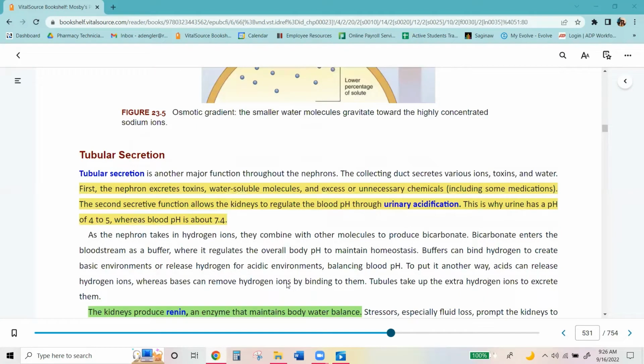Tubular secretion is another major function throughout the nephrons. The collecting duct secretes various ions, toxins, and water. First, the nephron excretes toxins, water-soluble molecules, and excess or unnecessary chemicals, including some medications. The second secretive function allows the kidneys to regulate the blood pH through urinary acidification. This is why urine has a pH of 4 to 5, whereas blood has a pH of about 7.4.